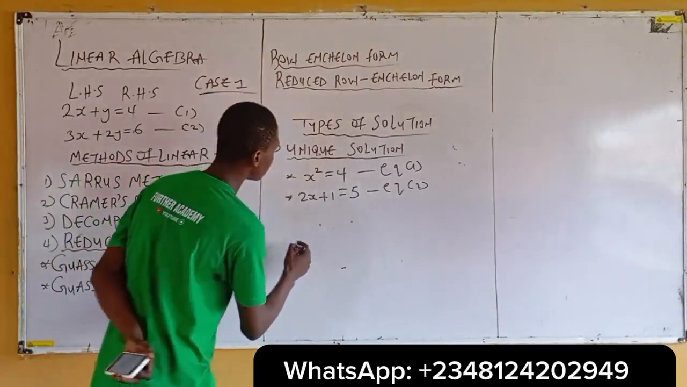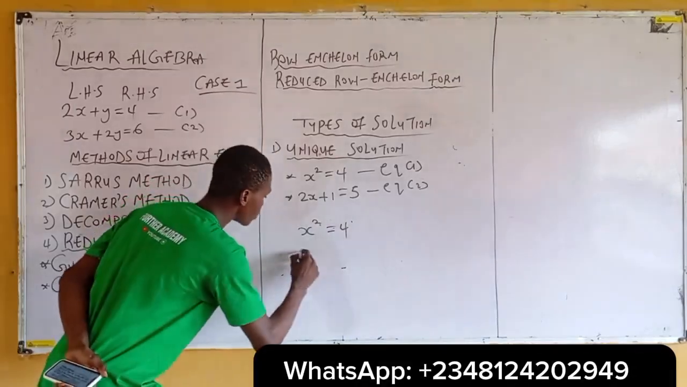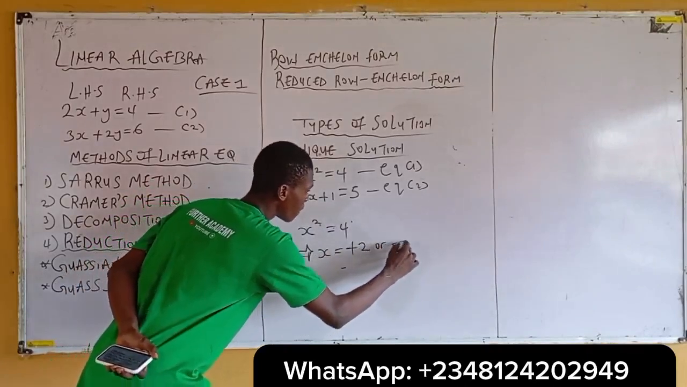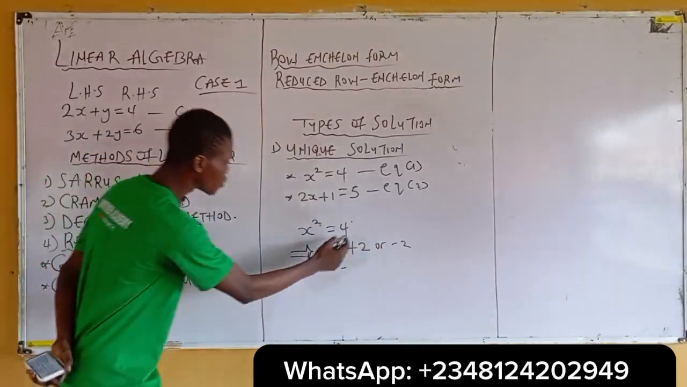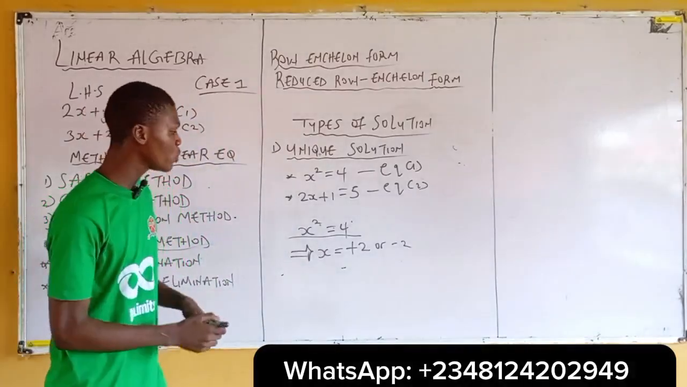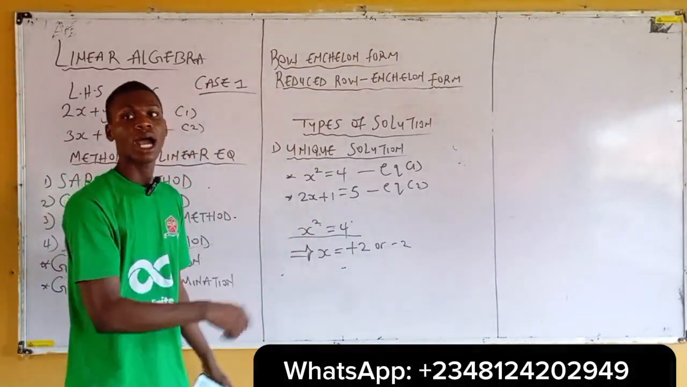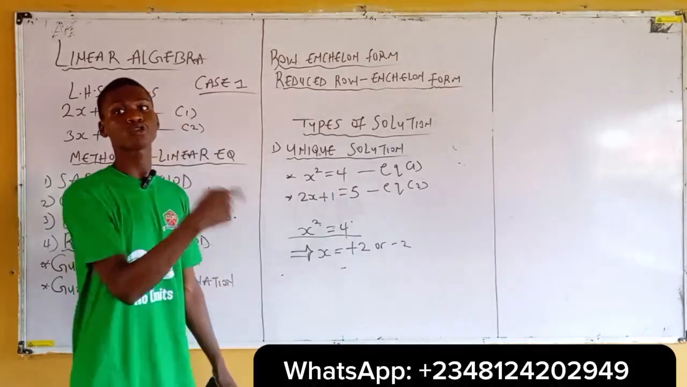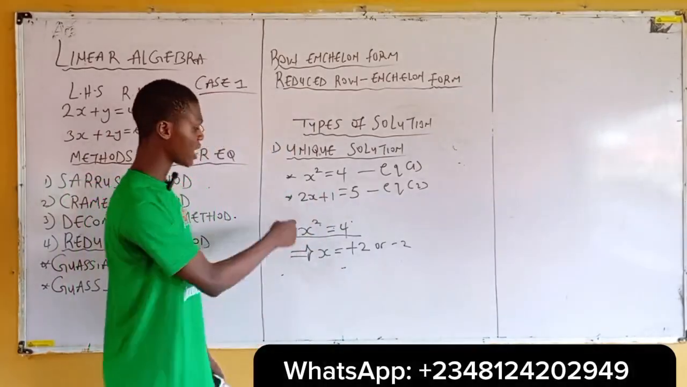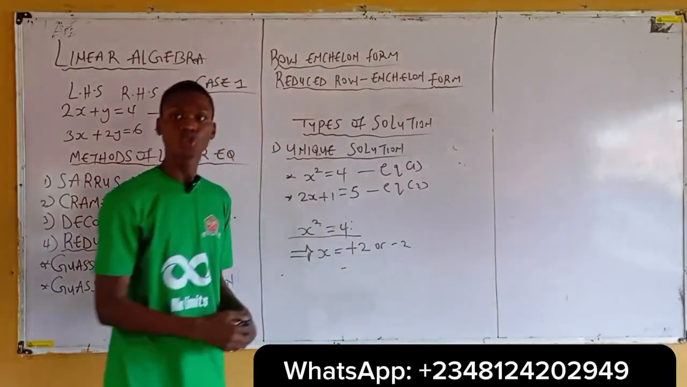From equation 1, what's the value of x? x squared equals 4. It implies x equals plus 2 or minus 2. Meaning this equation has no unique solution. Are you getting the idea? When x equals 2, it will satisfy this equation, meaning the left hand side and the right hand side will be equal. When x equals minus 2, it's still going to satisfy this equation. Meaning the left hand side will still be equal to the right hand side. So this equation has no unique solution.